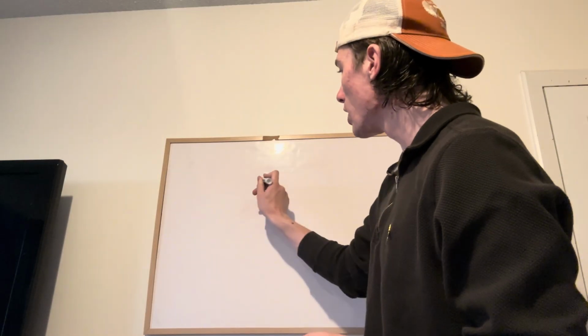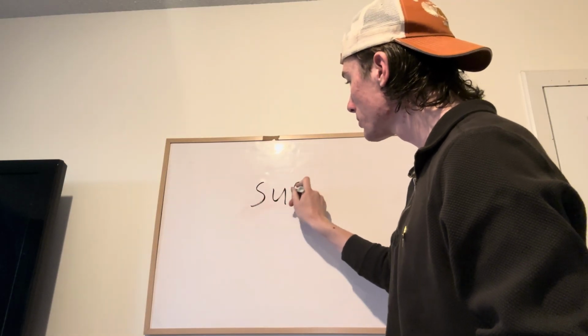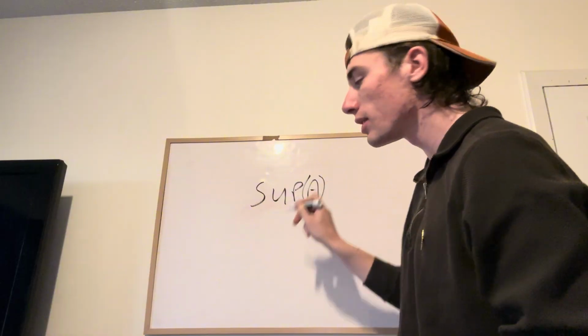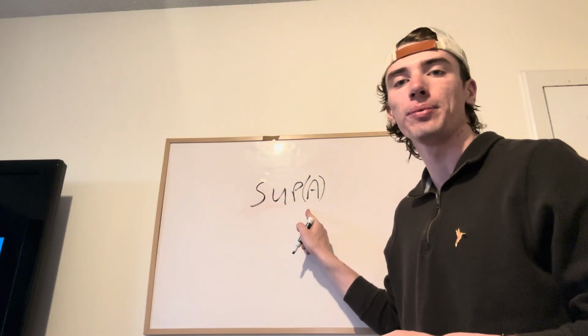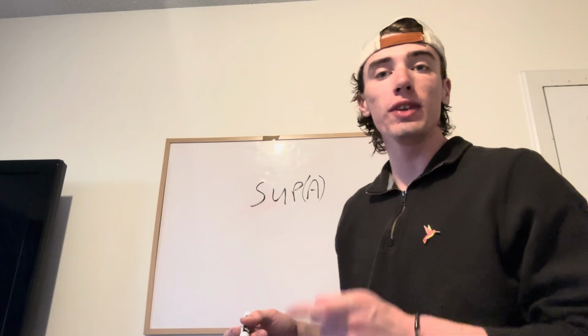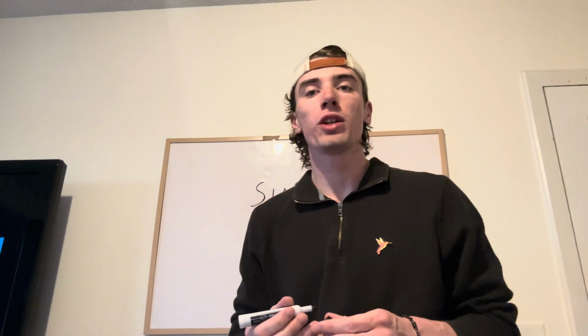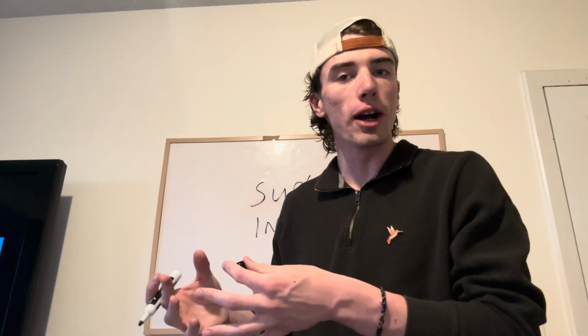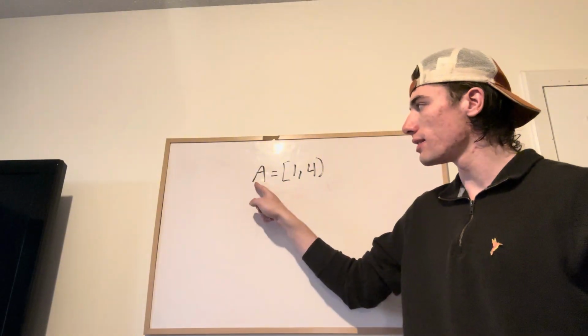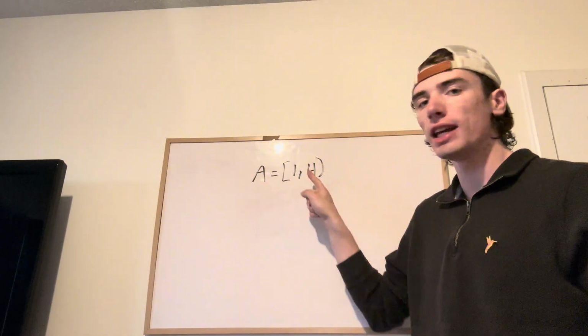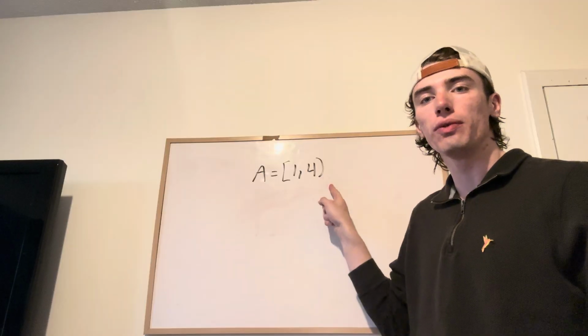So if we talk about the supremum of a set A, we're talking about the least upper bound for the set A. And then when we're talking about the infimum of a set A, we're talking about the greatest lower bound. So the example we're going to be doing first is this. The set A is equal to the interval from 1 to 4.